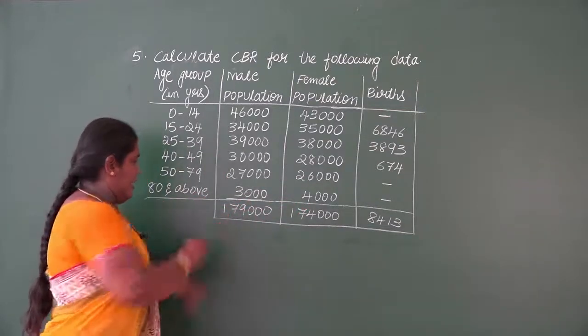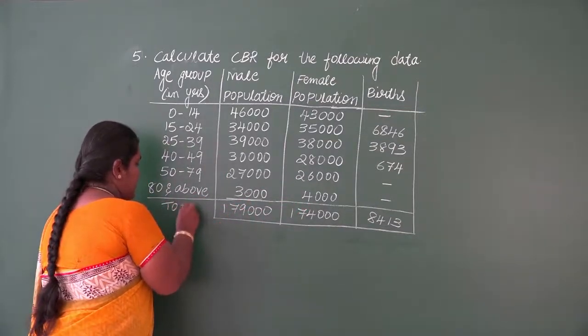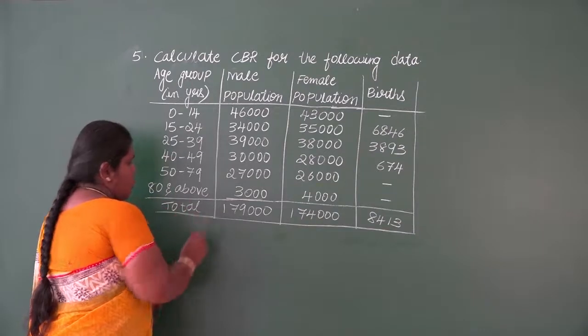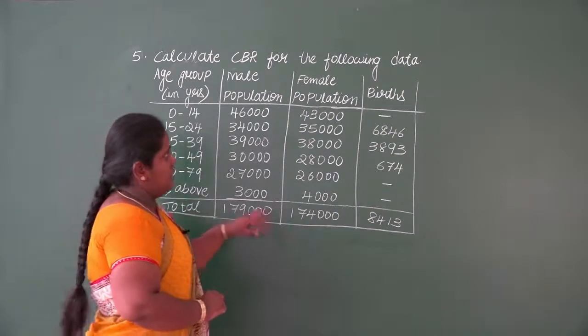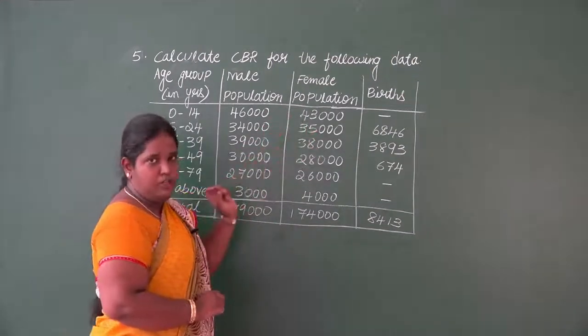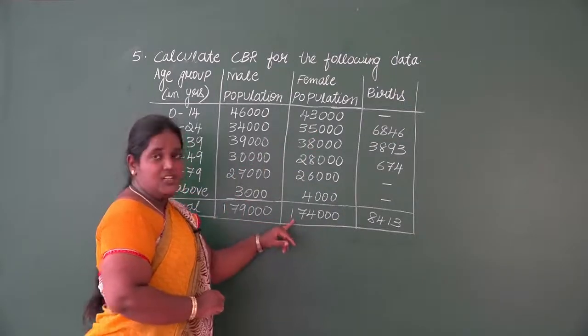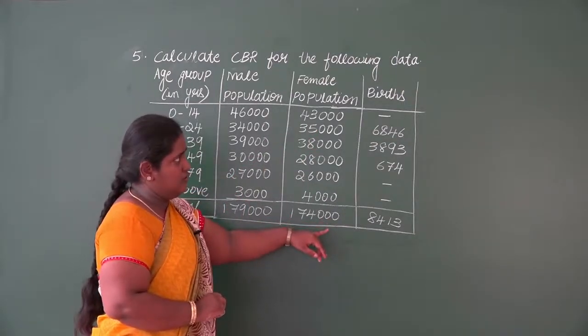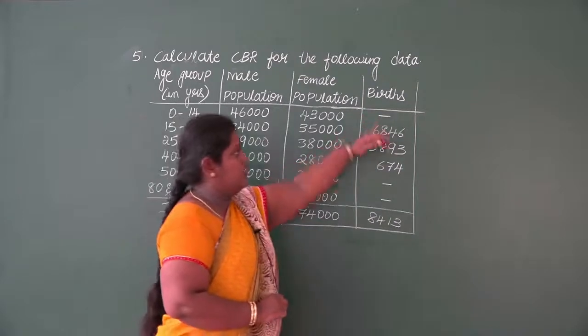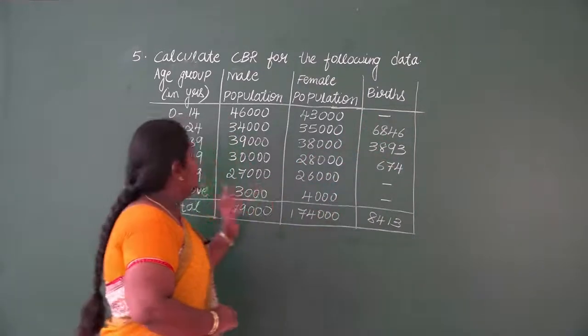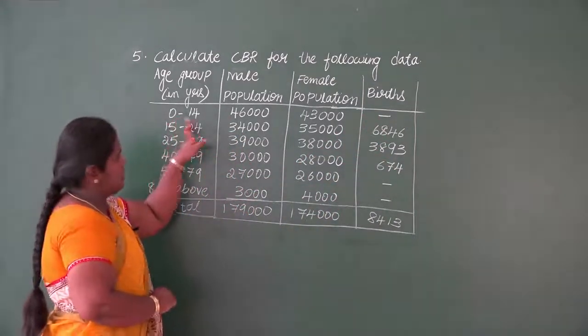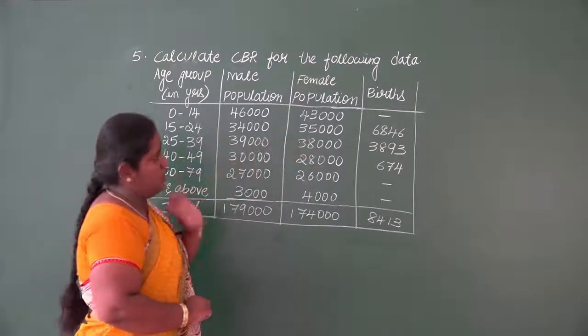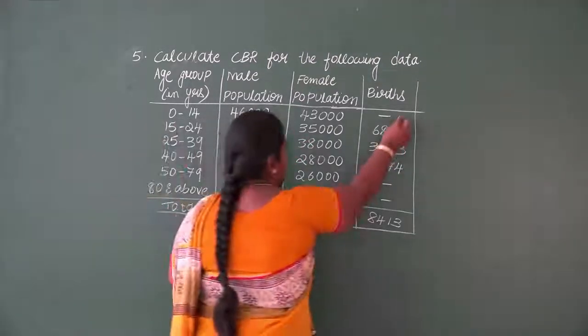So I have already added that. So it is male population total is 1,79,000. Similarly, add all the female population. You'll get it as 1,74,000. Then birth, only 3 values are there. Since there will be no birth from 0 to 14, so the value is not given. So we'll take that value as 0.